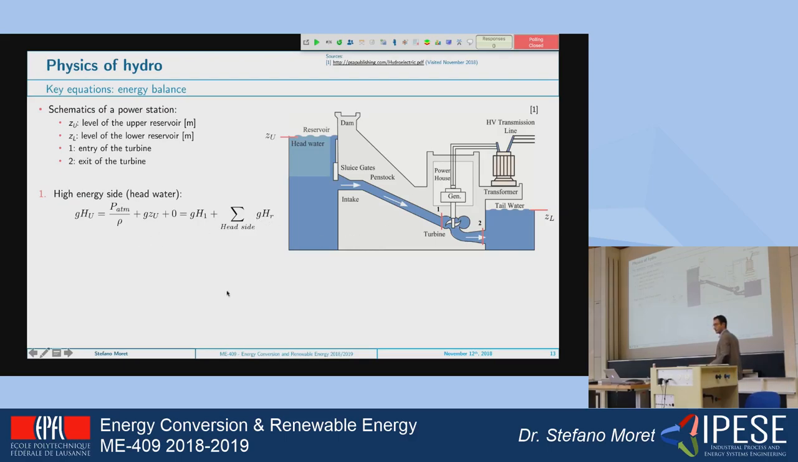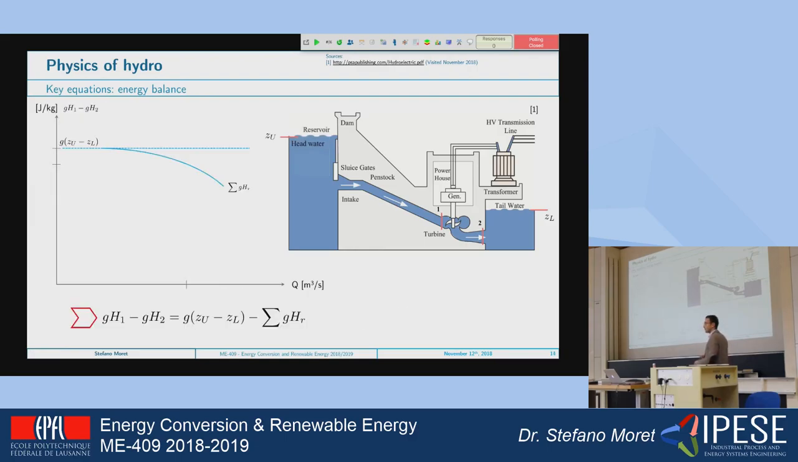We can apply the same equation after the turbine. So the total amount of energy that we have available after the turbine will be equal to, again, the total amount of energy here, where the pressure will be, again, atmospheric, the speed will be zero, and the height will be at zeta low. So if we want to know how much energy we have available at the turbine, between 1 and 2, we just have to calculate the difference between the two.